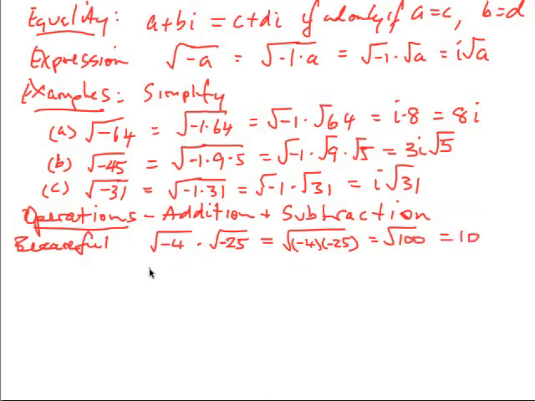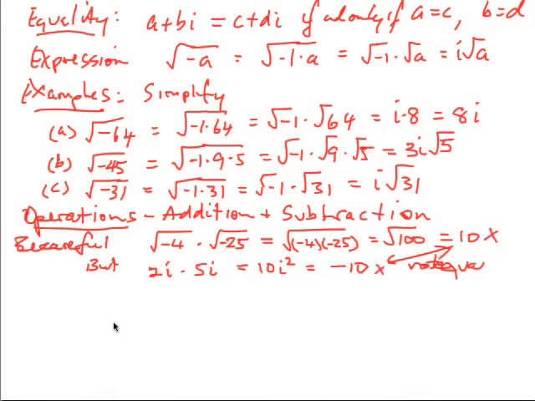However, if you do it the separate way, this would be 2i here, square root of negative 4 is 2i, and the square root of negative 25 would be in fact 5i. So this was in fact 10i squared, i by i is i squared, but i squared is negative 1, so I get negative 10. Notice these are not equal. So when we're multiplying like this, we can't use the normal radical rules. So make sure you're careful on that.